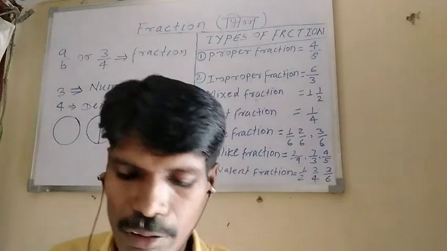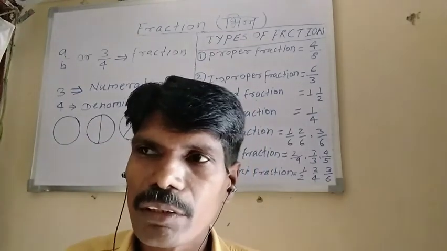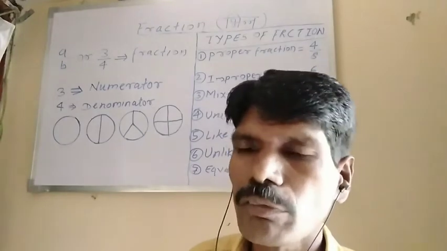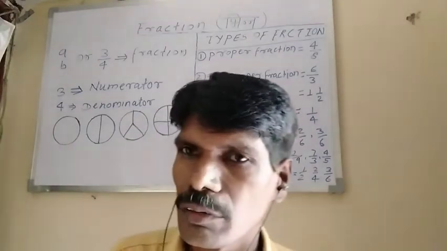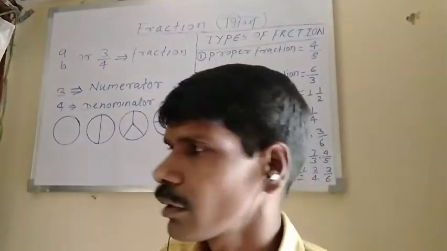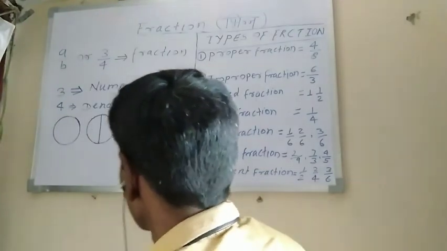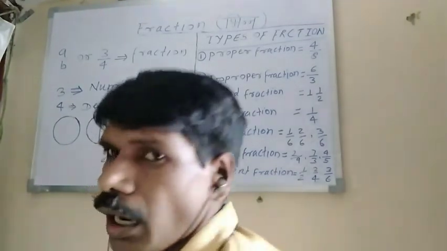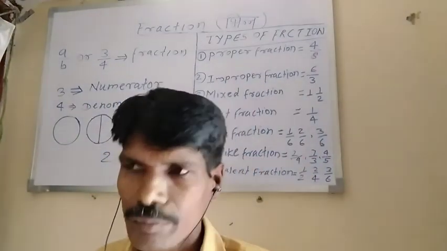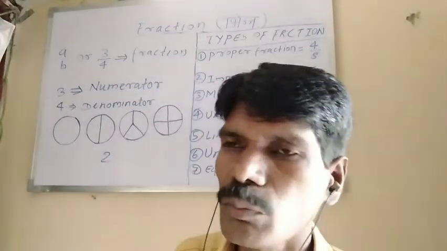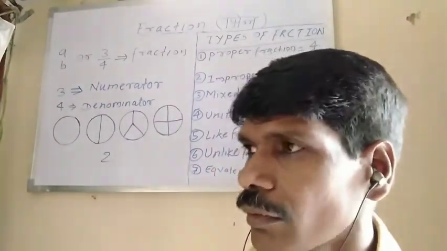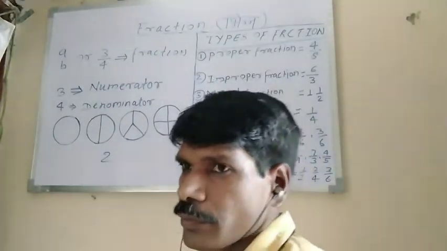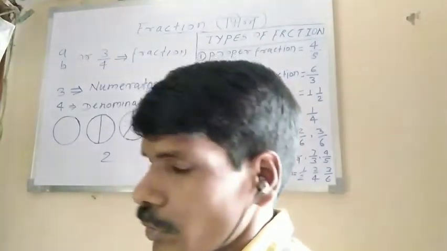If any number or quantity is divided into two equal parts or more than two equal parts, it is called a fraction. So in a fraction there are two numbers or more than two numbers.